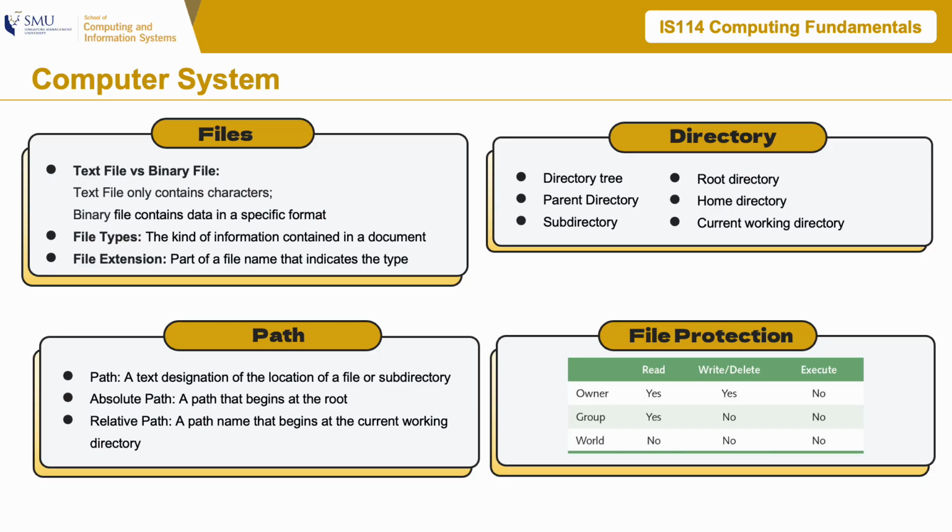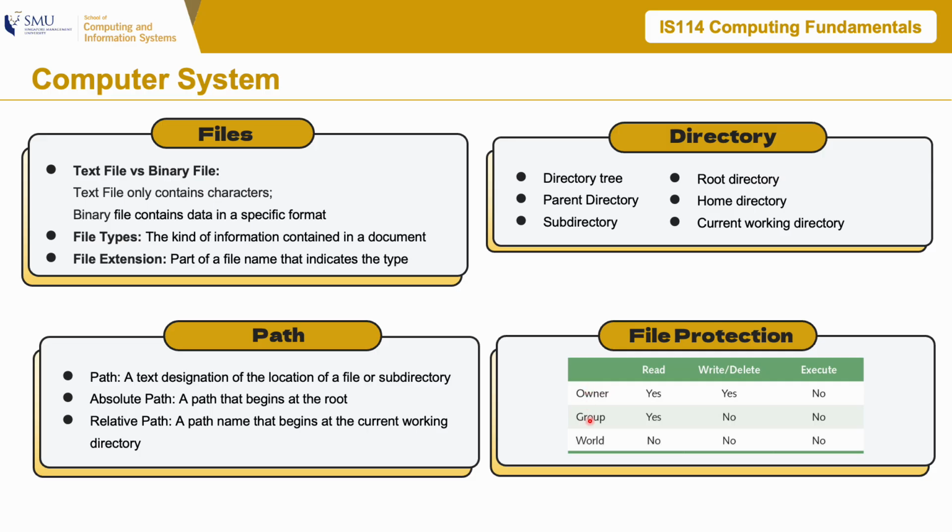Finally, let's talk about file protection. File protection is essential because computers are often shared. In Linux, we divide users into three types: the owner, the group, and the world. Owner means you, group means your team, and world means everyone else.